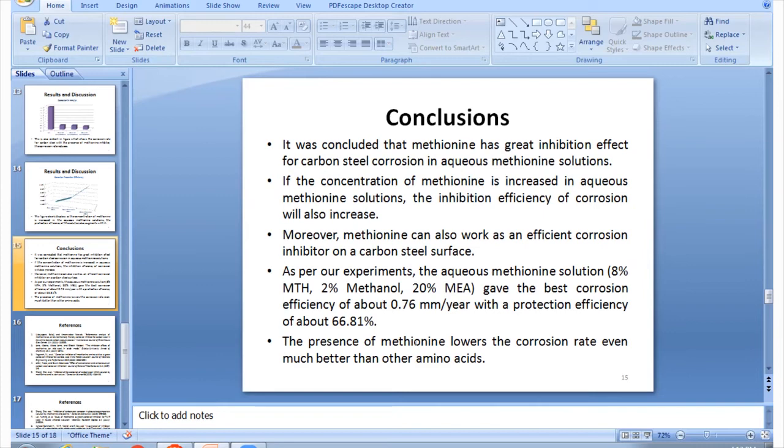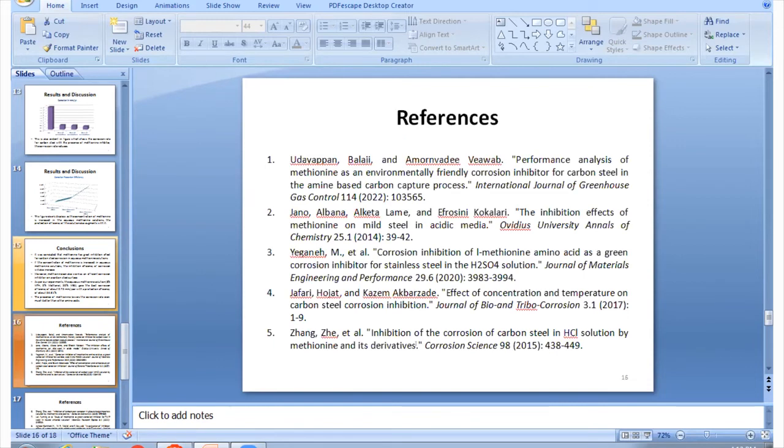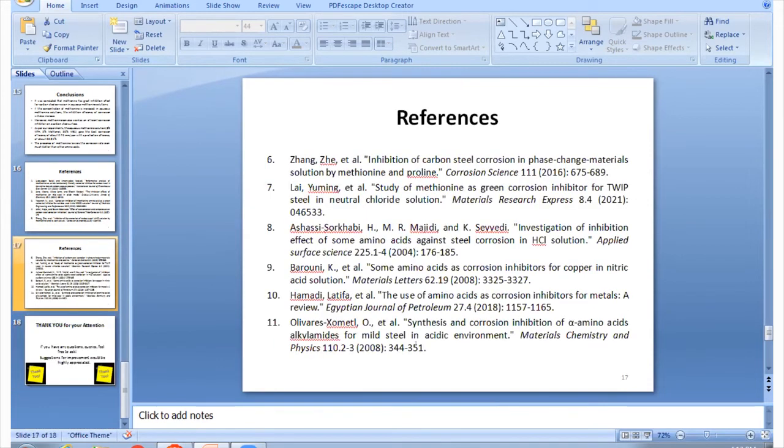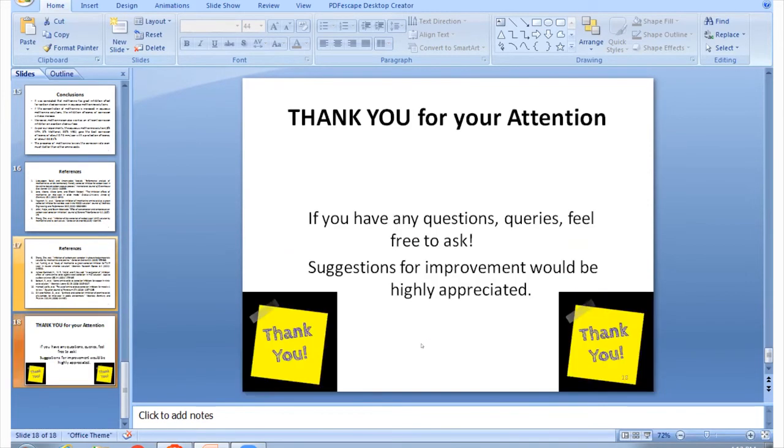And I would like to end with my final words that methionine can also work as an efficient corrosion inhibitor on a carbon steel surface. So these were my references for my research, and thank you so much.